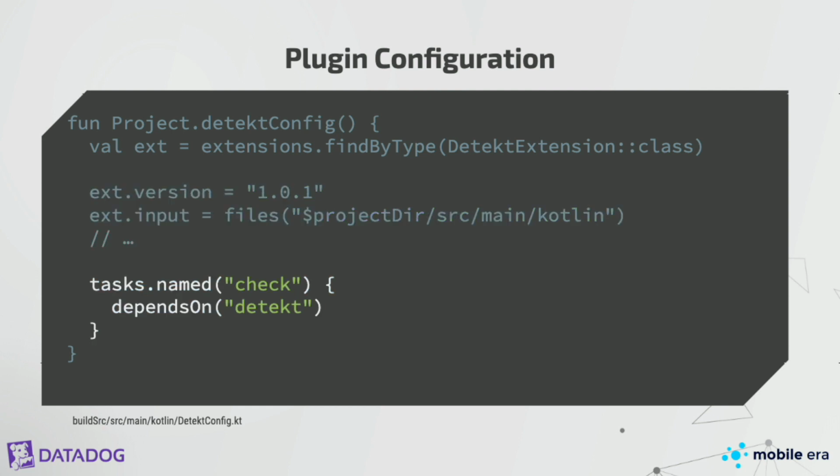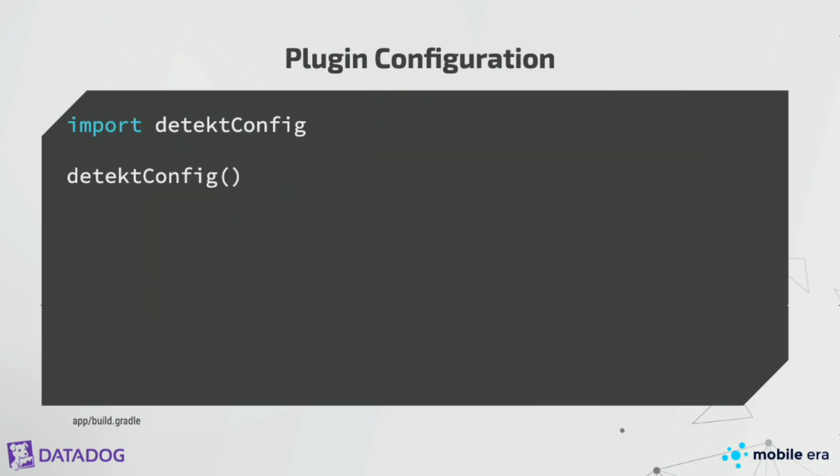You can also reorder the task and say, well, when I run the task check, I want to run detekt before that. And in the end, in your build.gradle file, you just have to say detektConfig, and you have all of that here, which means that your build.gradle file is becoming easier to read and thus to maintain.